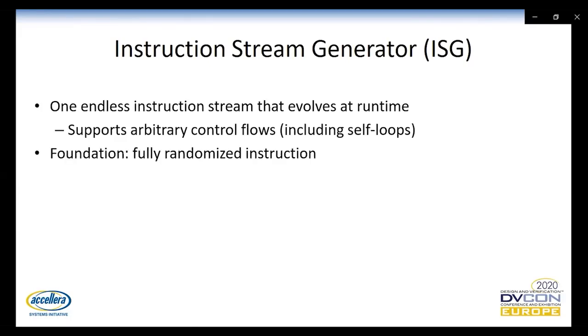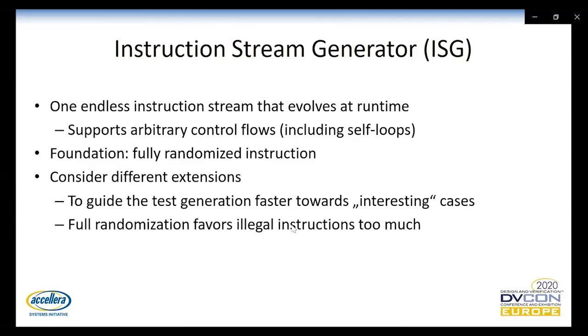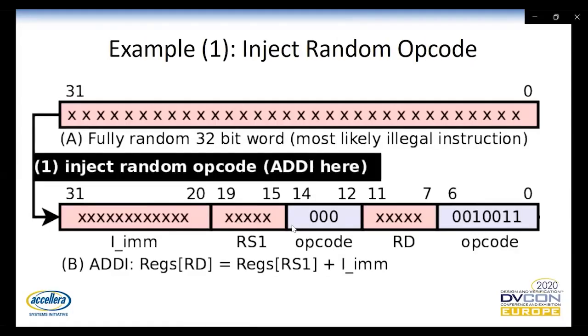Therefore, the foundation of the ISG is a fully randomized instruction. Consider additional extensions on top of that to guide the test generation faster towards interesting cases for a more comprehensive testing process within a shorter time frame. In particular, a full randomization would favor illegal instructions too strongly, which is addressed by our generation rules. The first rule is to inject a random instruction opcode to create a valid instruction, but keep the instruction fields randomized. This rule is very simple, but at the same time very generic and effective.